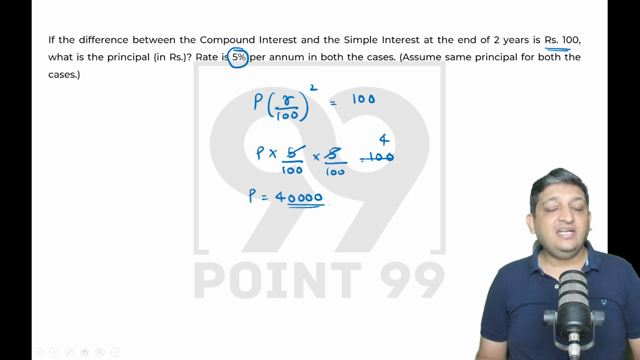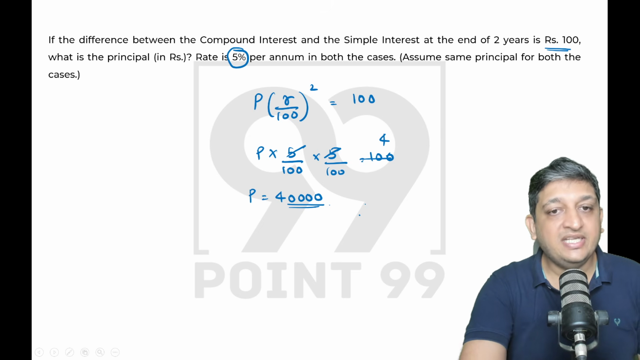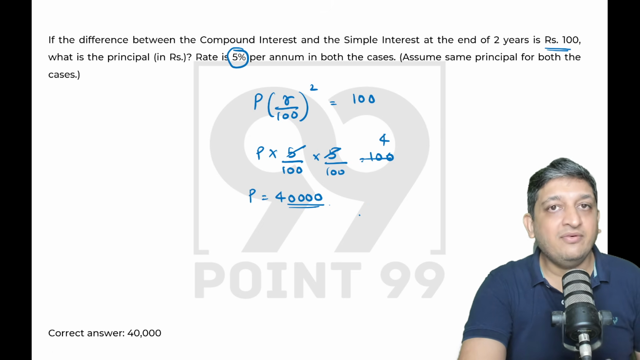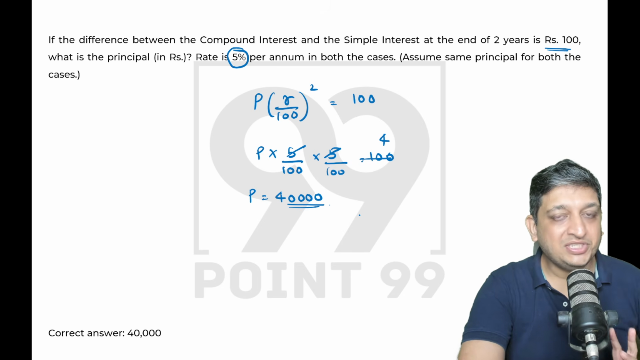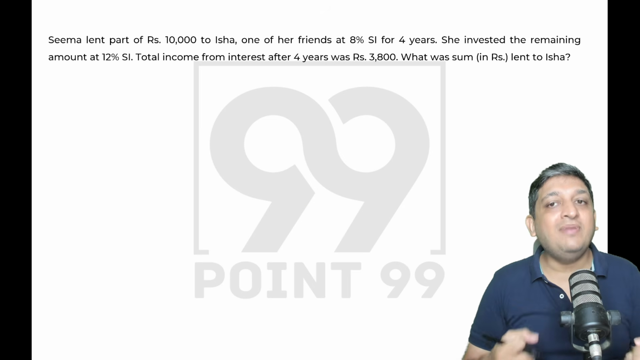So we will know that if we are talking about the same principal, then the principal here is going to be 40,000 rupees, which is also going to be our answer. Very, very straightforward question. Let's look at the next one, and things are going to become slightly complicated as we move on.